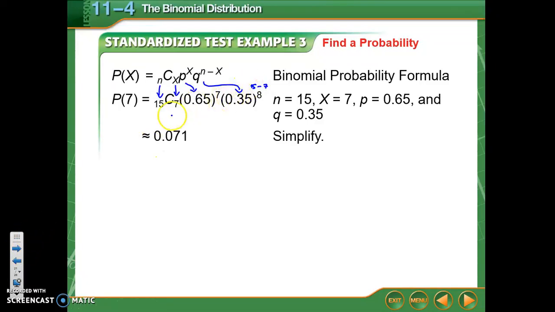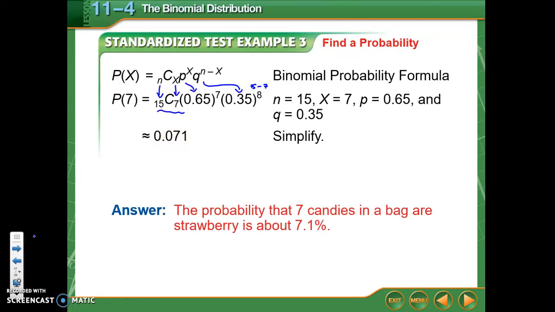And then we just use our calculator. You use your combination button in your calculator to do this. You multiply by 0.65 to the 7th and 0.35 to the 8th. And I get about 0.071, which is about 7% or 7.1%. So the probability that 7 candies are strawberry is about 7.1%.